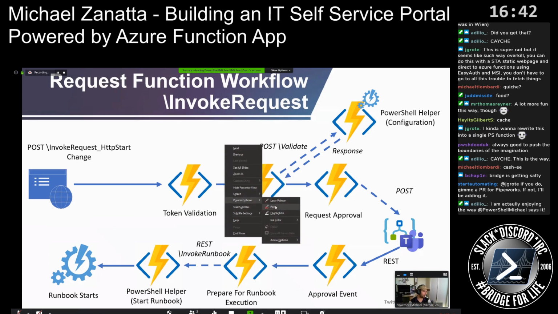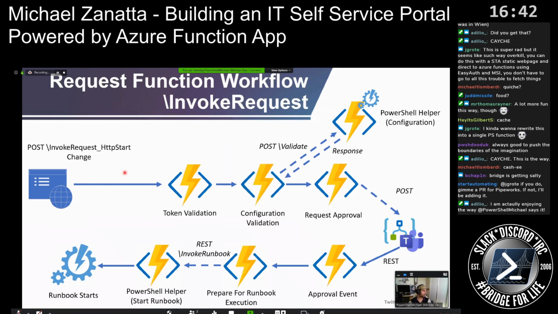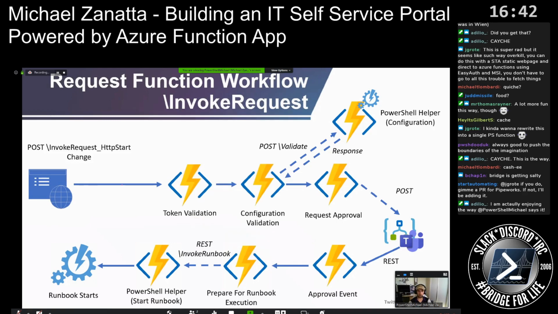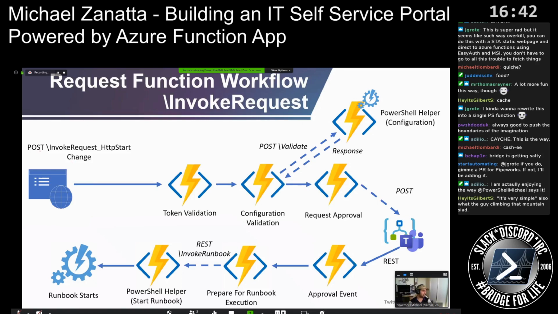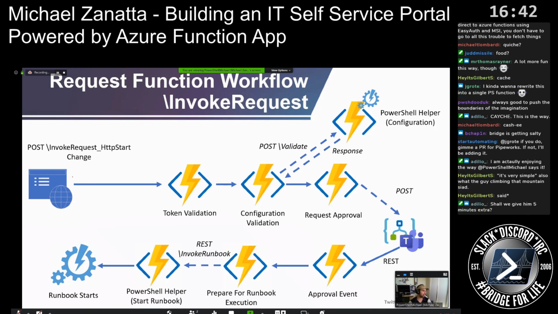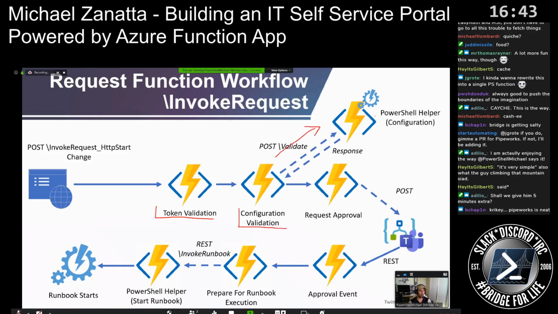What we're going to do here is we can see the client is now going to submit a request. That request is going to be a post message. The body of the message is the request is going to be encoded in the body. Again, we're going to validate our tokens. We're then going to validate our configuration. This is again going to call our PowerShell helper.